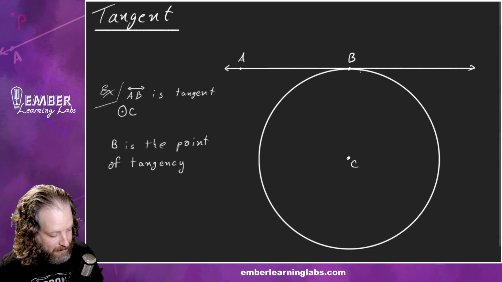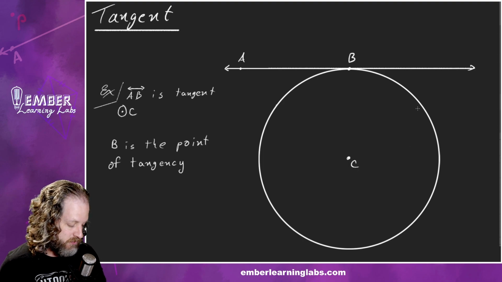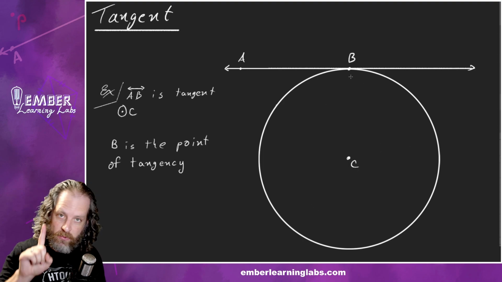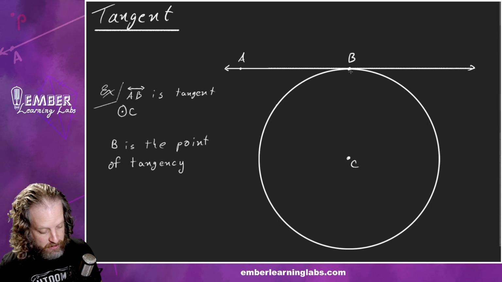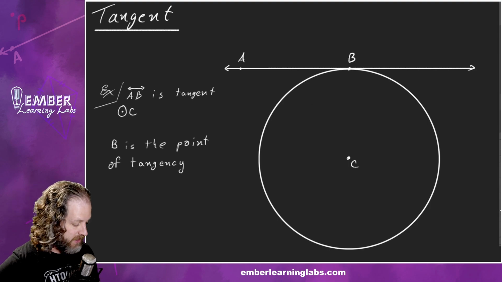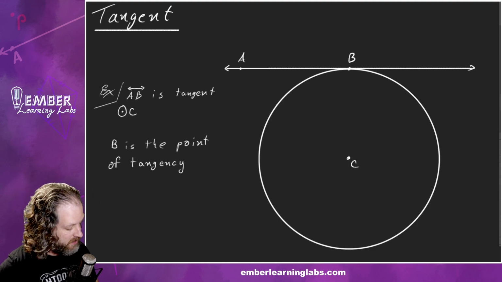So line AB is tangent to circle C. And that one single point where it touches is called the point of tangency. So that's what a tangent to a circle is.